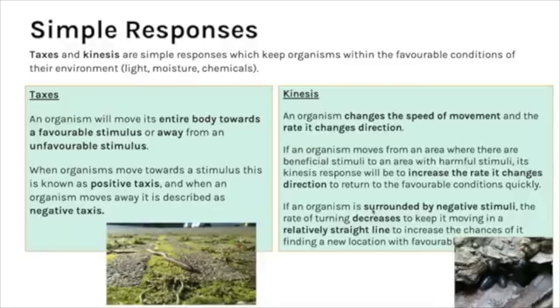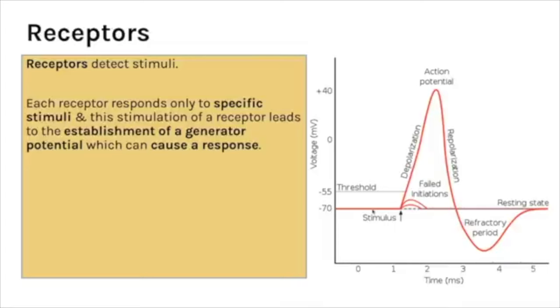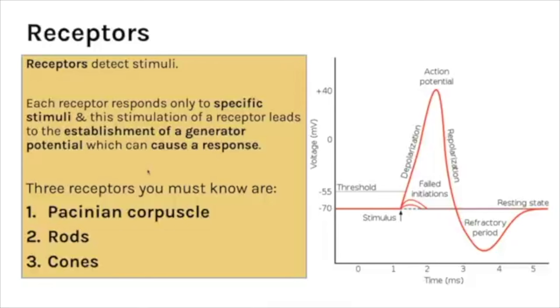Receptors we talked about at the start, so these are cells which can detect a change in the environment or stimuli, and each receptor responds only to one specific stimulus, and this stimulus of a receptor can lead to an action potential or establishing a generator potential, and that is what results in an organism being able to respond. Now there are 3 receptors that you need to know: the Pacinian corpuscle, rods and cones, which are both light receptors or photoreceptors found in the eye.